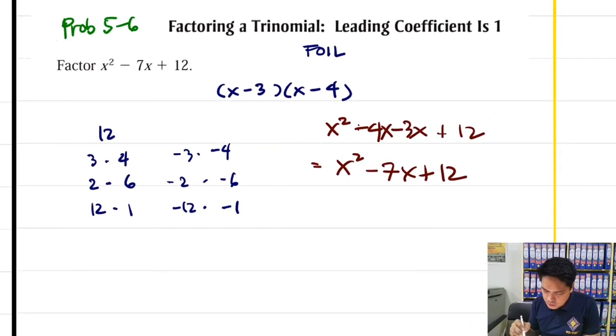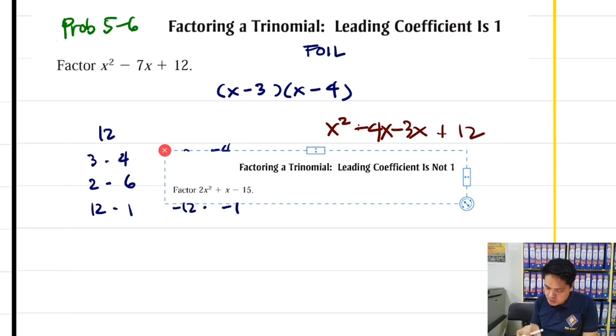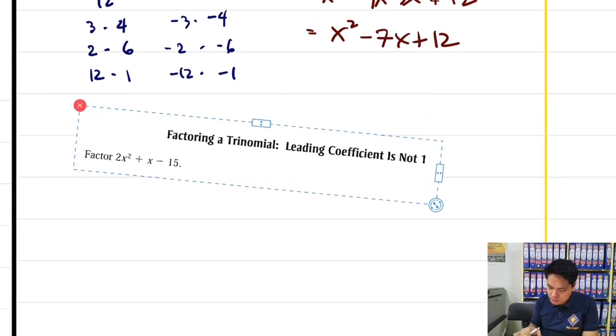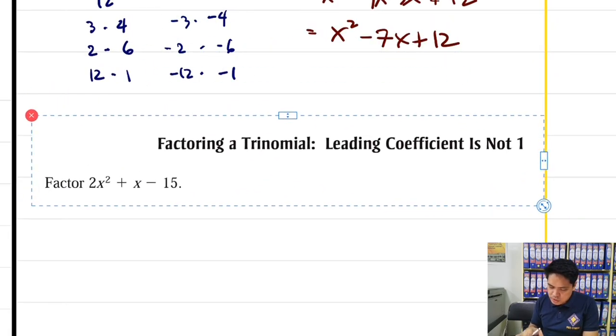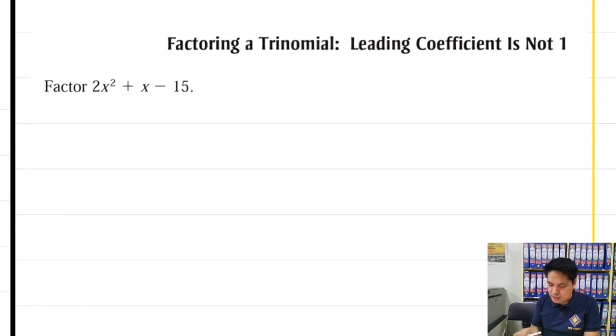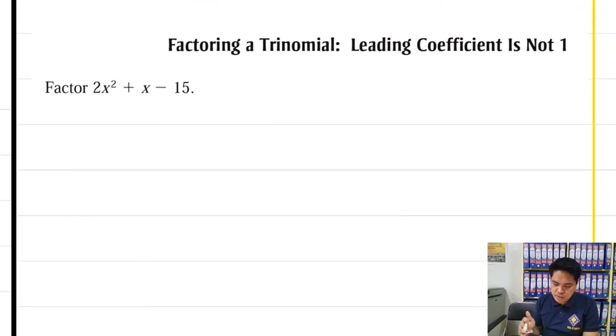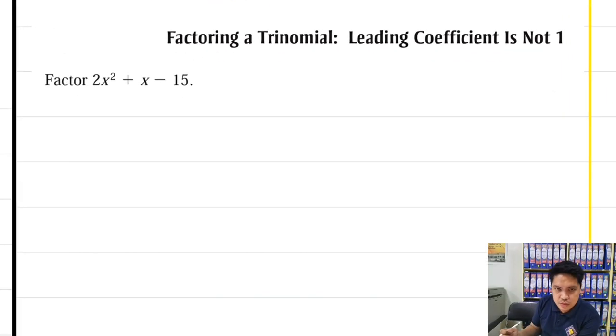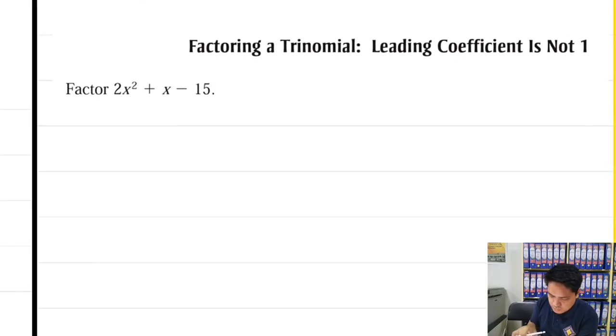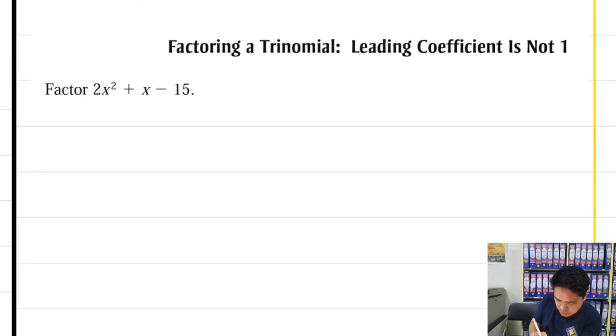We use a similar concept for factoring trinomials with leading coefficient not equal to 1. So about if we need to factor this out, 2x squared plus x minus 15. How do we do that? Okay. Ako na rin sasagot.